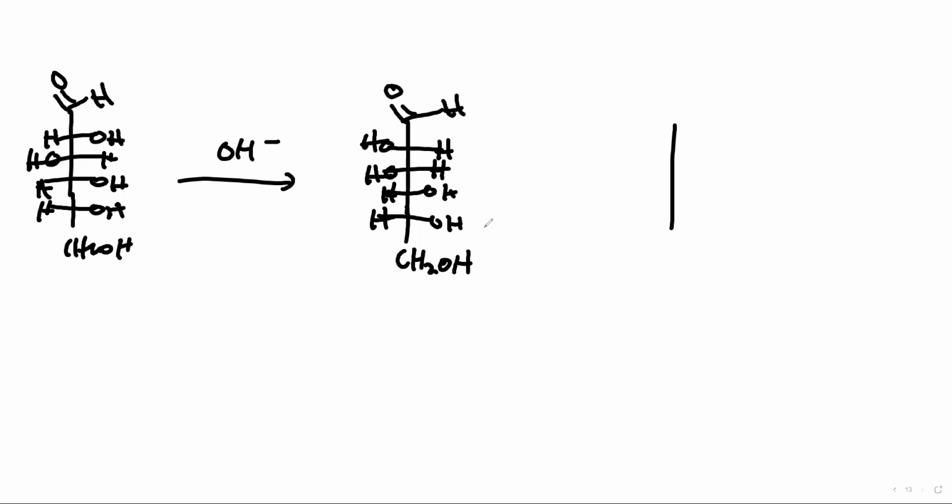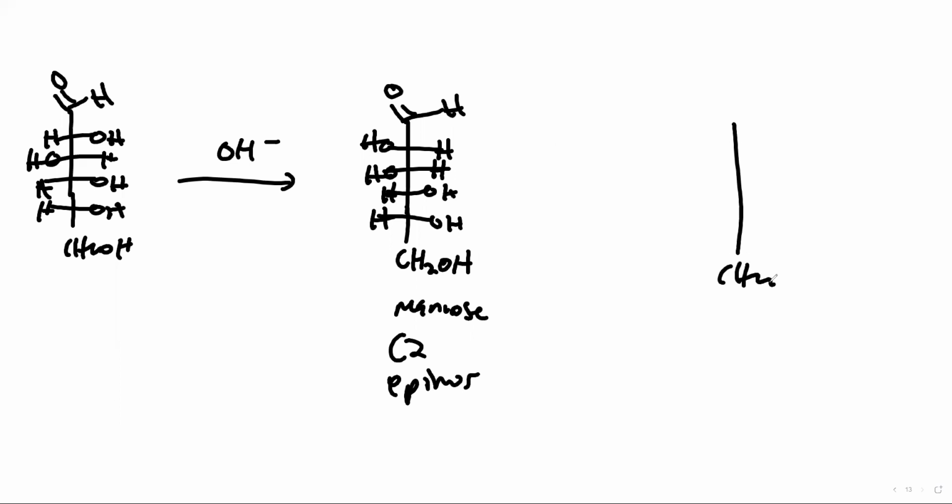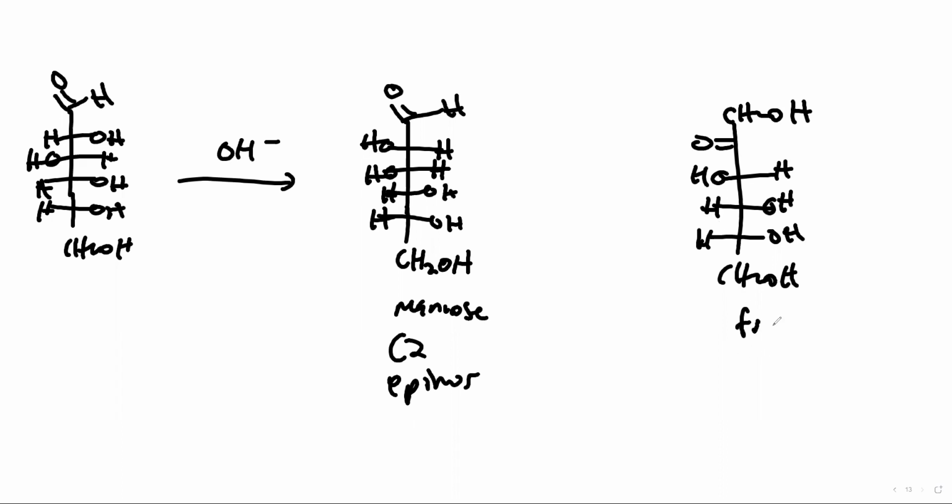But anyways, we can form mannose, the C2 epimer. But we also form the C2 ketose. In this case, everything below C2 is the same. Just that C1 and C2 are the ketose body. So we form fructose as well. Okay, C2 ketose.